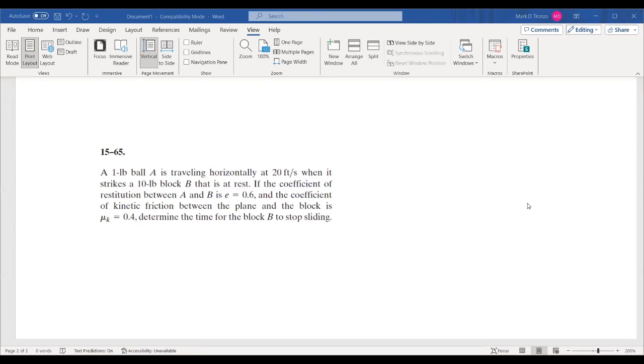A 1 pound ball A is traveling horizontally at 20 feet per second when it strikes a 10 pound block B that is at rest. If the coefficient of restitution between A and B is 0.6 and the coefficient of kinetic friction between the plane and the block is 0.4, determine the time for the block B to stop sliding.